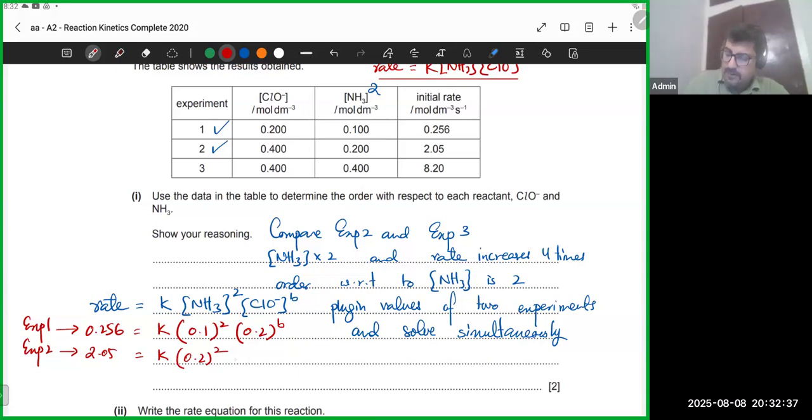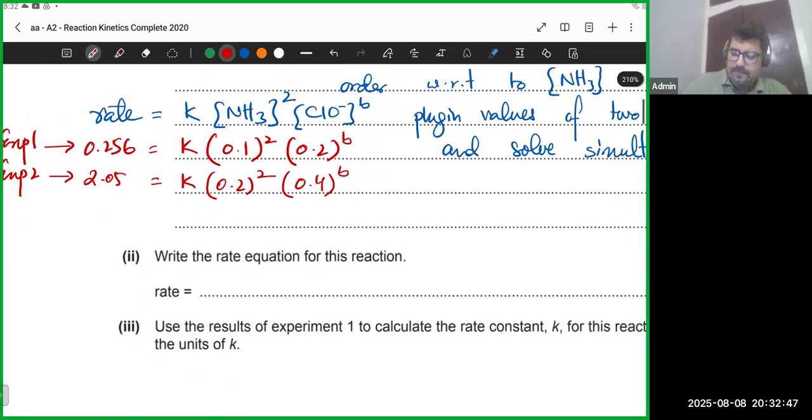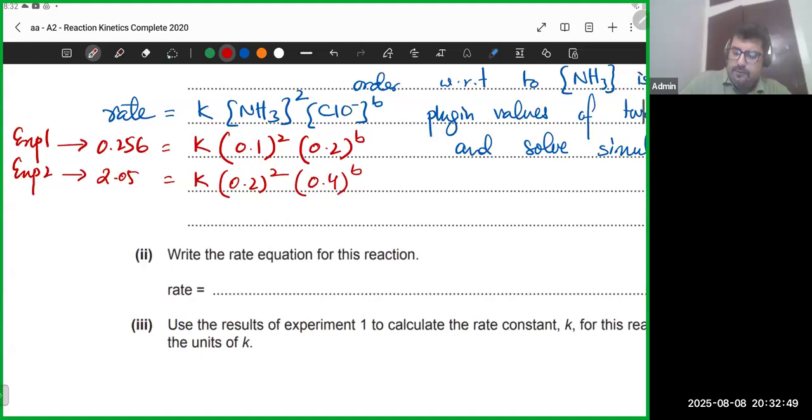And ClO minus 1 concentration is 0.4, and that's power b. So I'm going to simultaneously solve for b now. Okay, simultaneously, how do you solve for b? There are two values. There's k, which you don't know, and there's b, which is not known. We're basically looking for b.